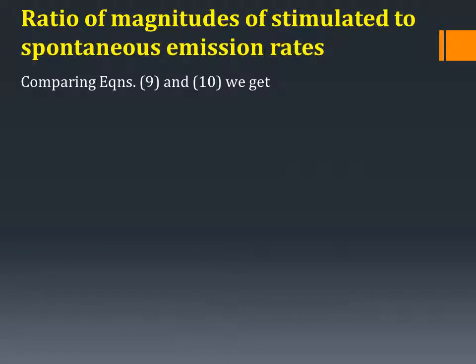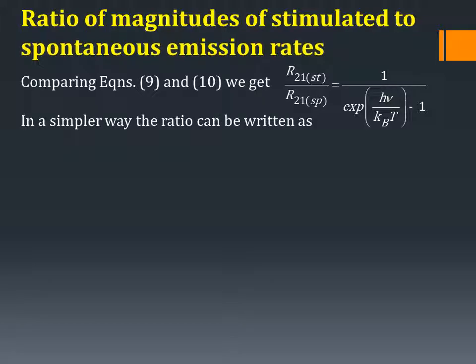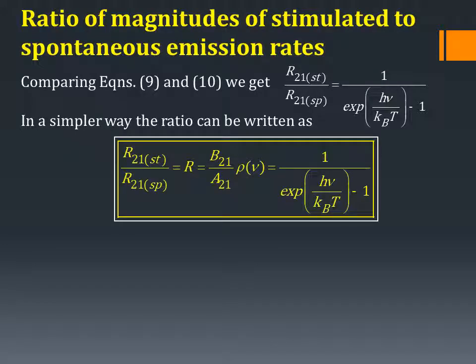Comparing equations 9 and 10, we get R21 ST by R21 SP to be equal to 1 divided by exponential h nu by kBT minus 1. In a simpler way, the ratio can be written as R21 ST by R21 SP, which is B21 by A21 rho of nu, equal to 1 divided by exponential h nu by kBT minus 1.